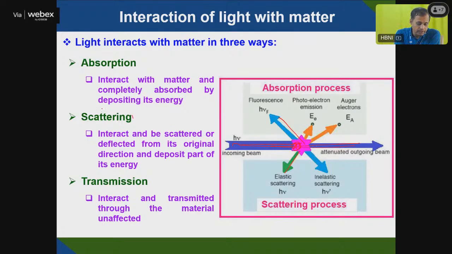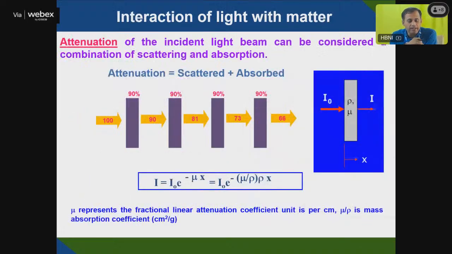Another phenomenon that occurs is scattering. In scattering, the light interacts and is deflected at a different angle or in a different direction, depositing energy on the material. This can be photoemission or elastic scattering. All those processes take place, so mainly these three phenomena occur when light meets matter.